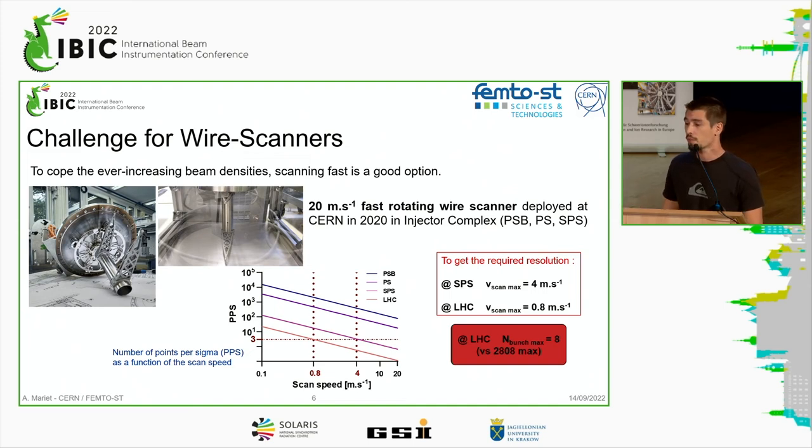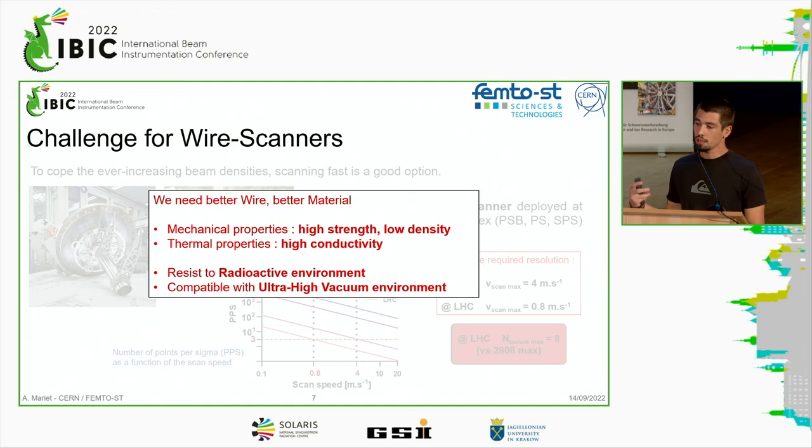So this is frustrating. As the mechanics and the electronics have already been modified, a solution would be to replace the current carbon fibers with a new material which would meet some very high specifications, in particular in terms of mechanical and thermal properties, with a very high strength for the handling during the installation, of course, but also to reduce the deflections during the scan. It also needs to have a low density to reduce the number of interactions during the scan, a high conductivity to evacuate the heat more efficiently, and of course, it has to be radiation resistant and compatible with an ultra-high vacuum environment.